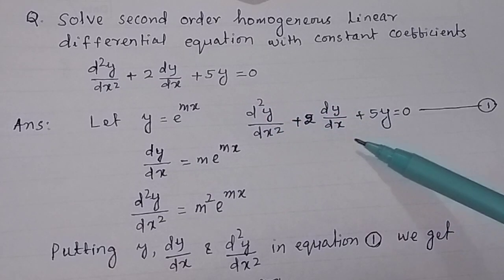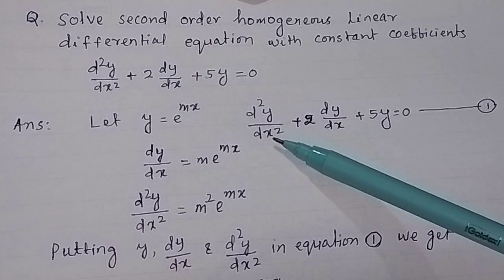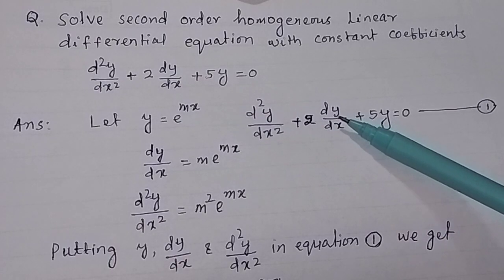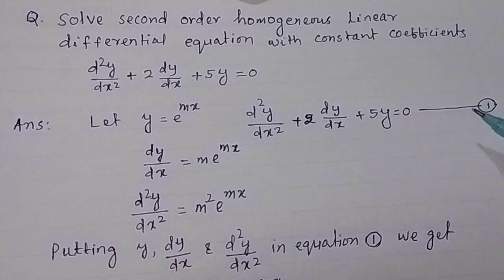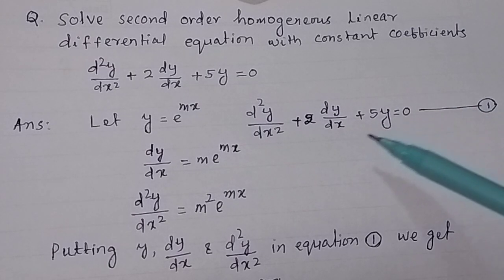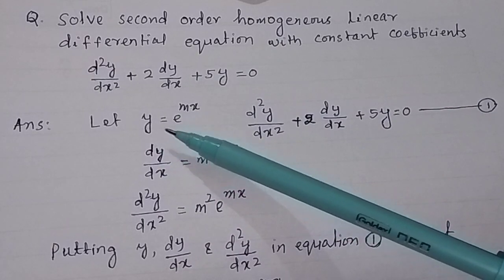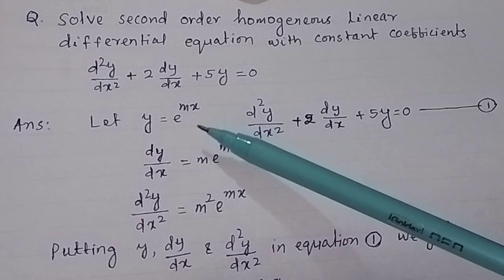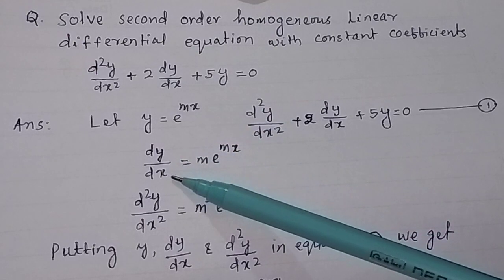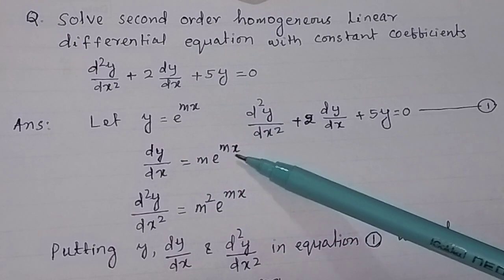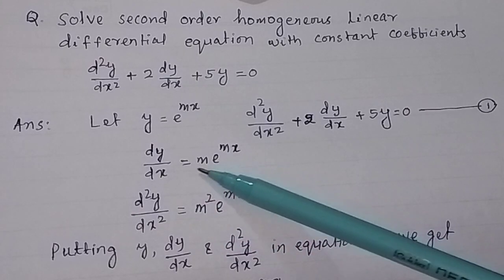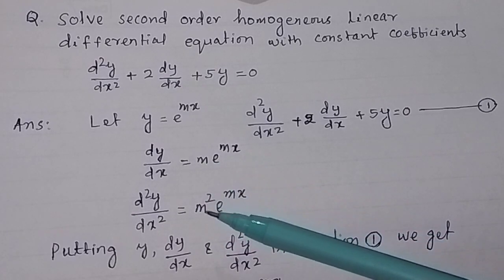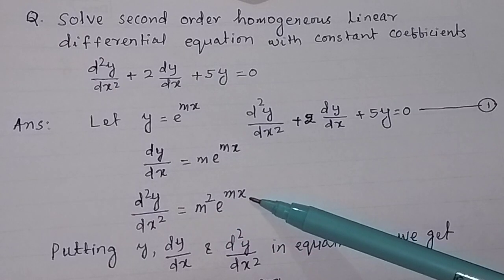Solution means we have to find y, the value of y, which is the solution of this differential equation. So the given differential equation, the second derivative of y with respect to x plus 2 into the first derivative of y with respect to x plus 5y equal to 0. Suppose this is equation number 1. Let the solution be y equal to e to the power mx. So the first derivative of y with respect to x will be m e to the power mx. The second derivative will be m square, if you take the derivative of this term, m square e to the power mx.